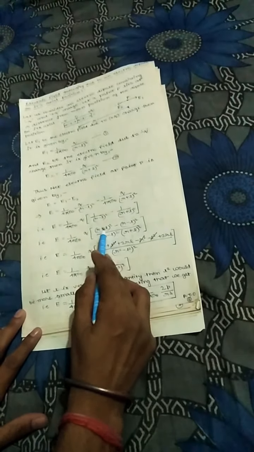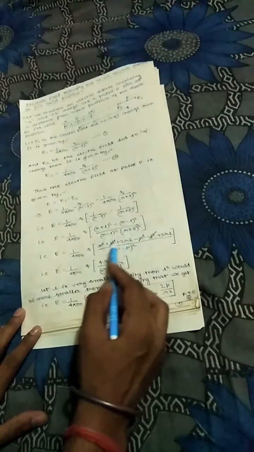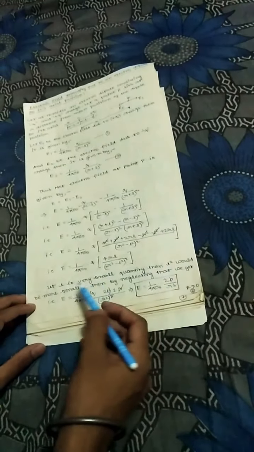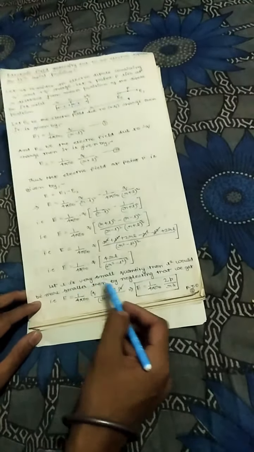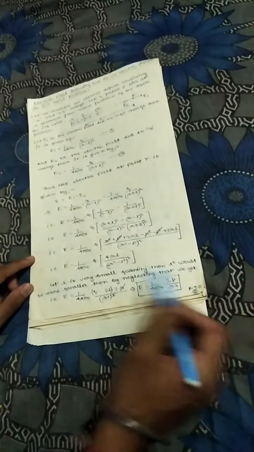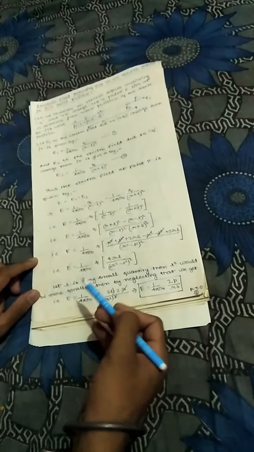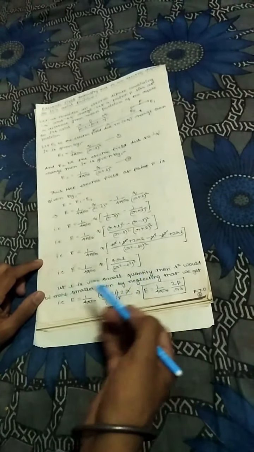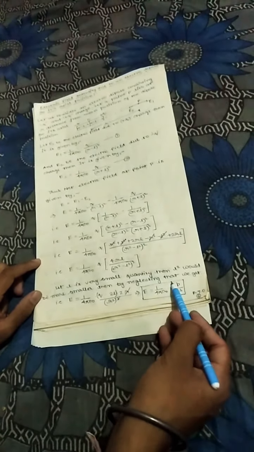Here we have expanded (a plus b) whole square and (a minus b) whole square, as we have learned in previous classes. Now let L be a very small quantity, then L square would be even smaller. If we consider L equal to 0.1, then L square would be 0.01, which is very small, so it can be neglected.